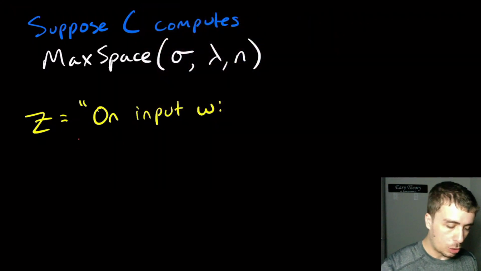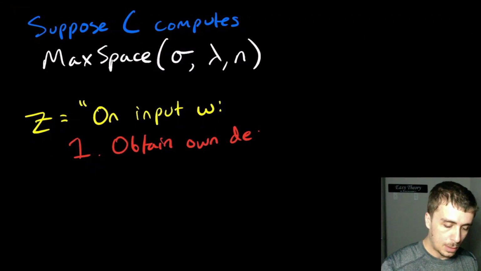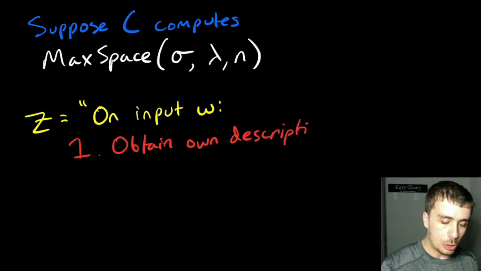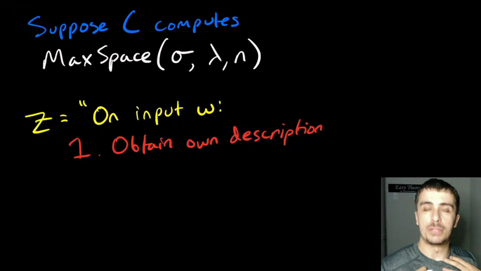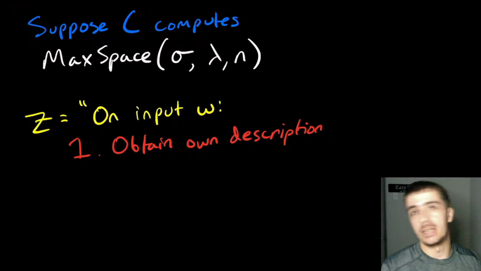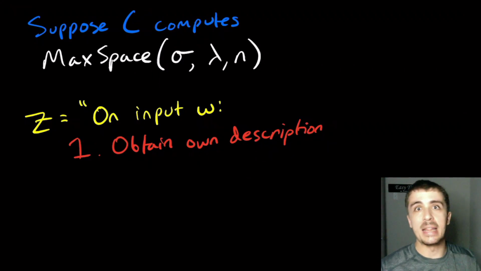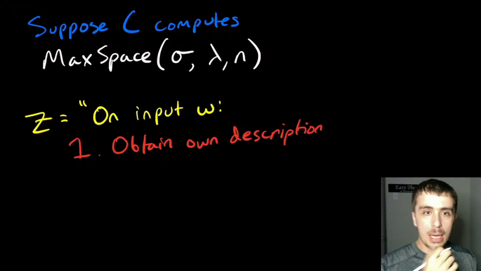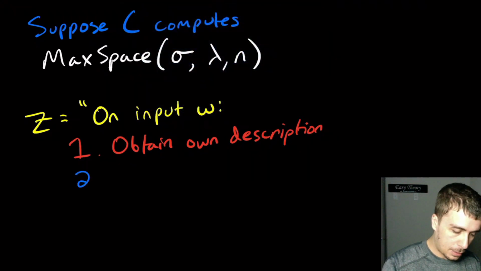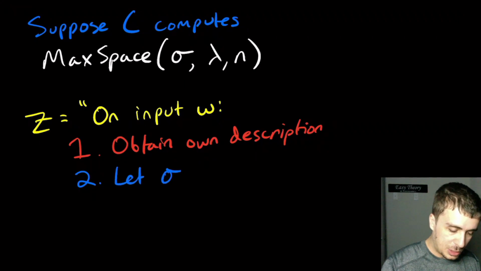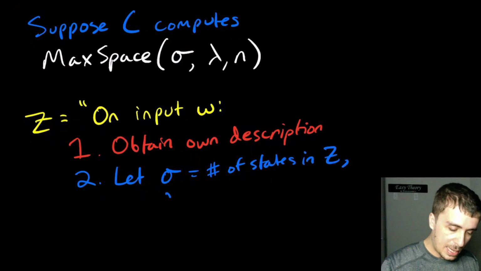So we're going to appeal to the recursion theorem. We're going to obtain our own description. The recursion theorem allows us to obtain information about ourselves, ourselves being the Turing machine, not our actual selves. So we can actually figure out the number of states and the size of the tape alphabet. Let's actually compute that. So let sigma be the number of states in Z, and lambda the number of tape characters.